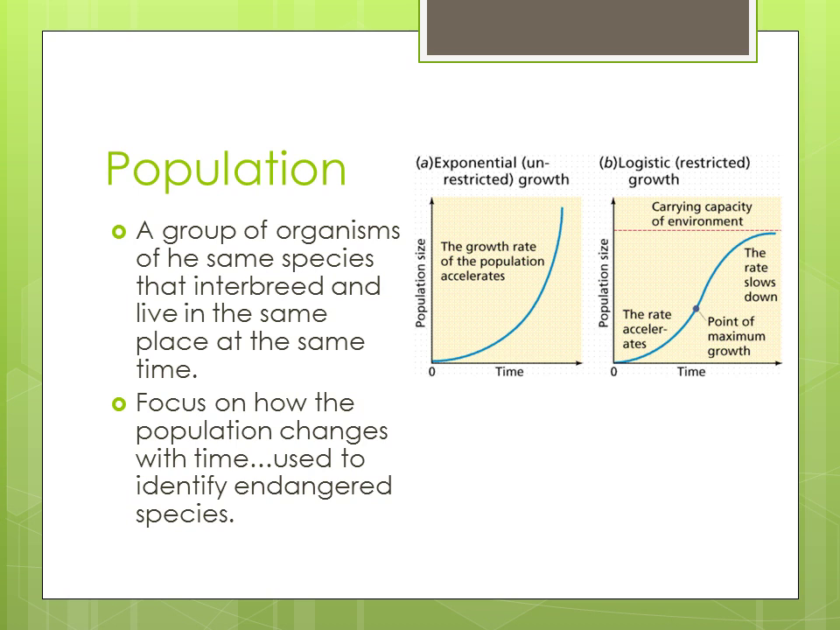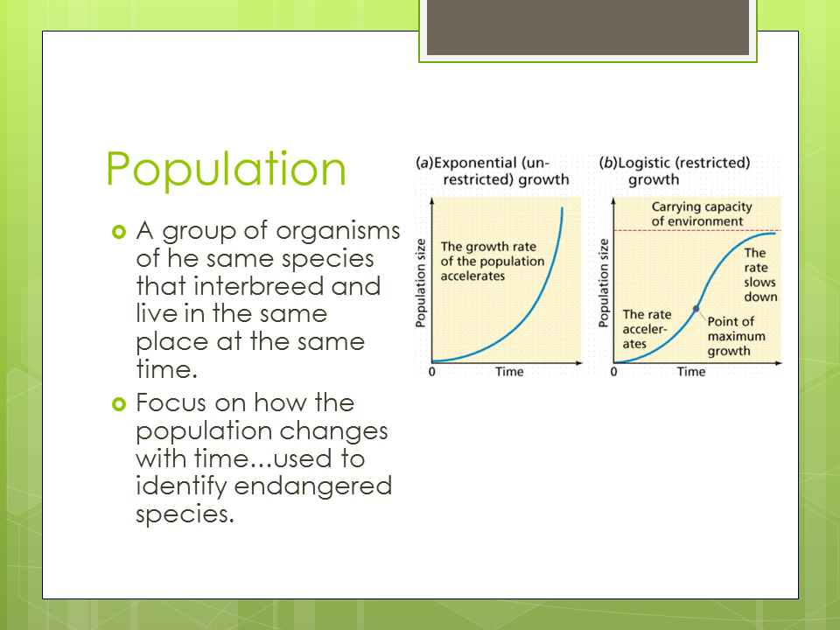Now with the population, we have a group of organisms of the same species that interbreed and live in the same place at the same time. Okay, so in other words, this is a group of organisms that are all the same species, and they are in one place at the same time.